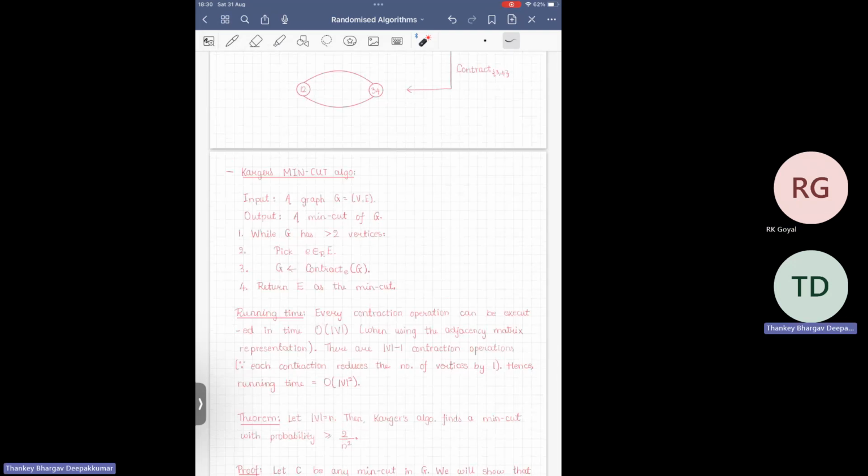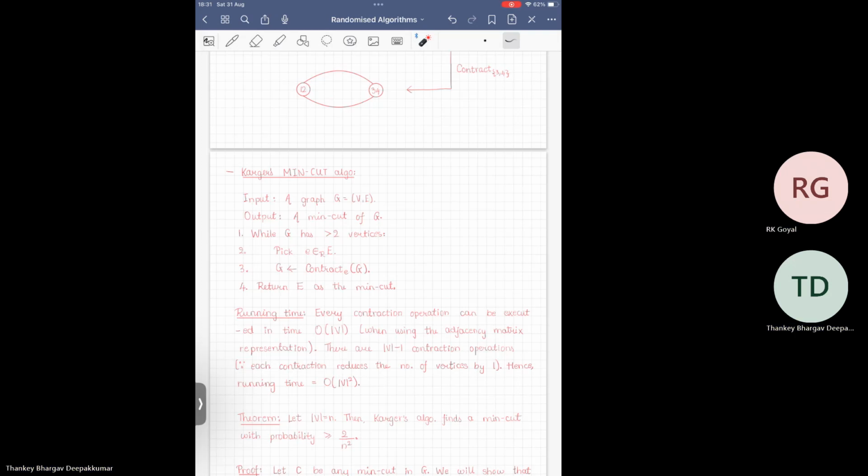There are at most size of V minus 1 contraction operations, because each contraction reduces the number of vertices by exactly 1. Each takes time size of V, so the running time is order size of V square.